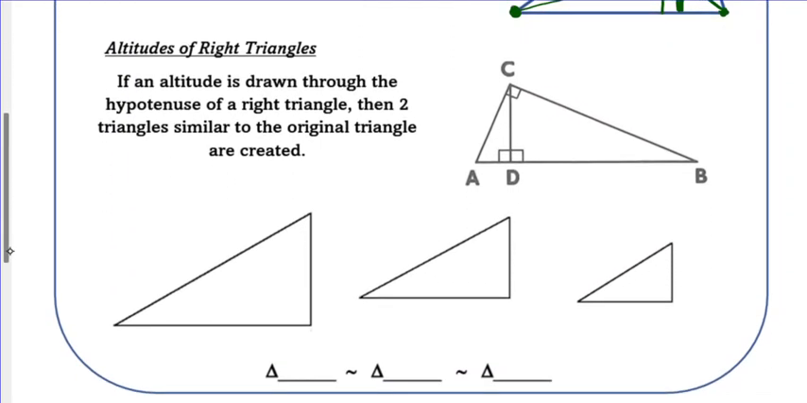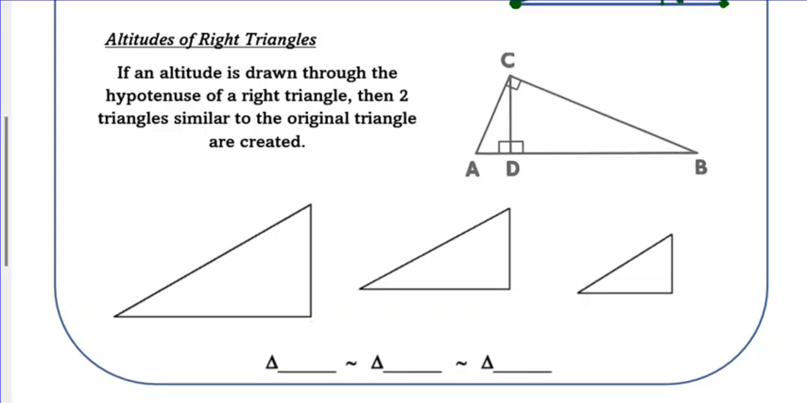We're actually just going to be concerned with altitudes of right triangles here, because a special kind of situation is going to pop up. We're going to create three similar triangles. If an altitude is drawn through the hypotenuse of a right triangle, then two similar triangles are actually created, and they're similar to the original triangle. So we have this right triangle here, the original triangle, ABC is a right triangle, and then we create this altitude, CD, which actually creates now 1, 2, 3 similar triangles.